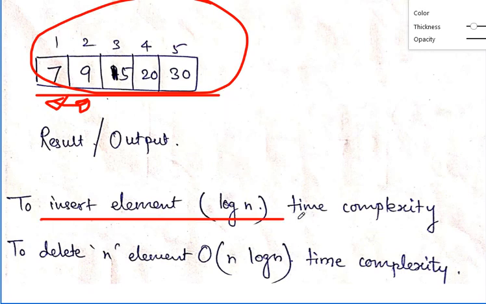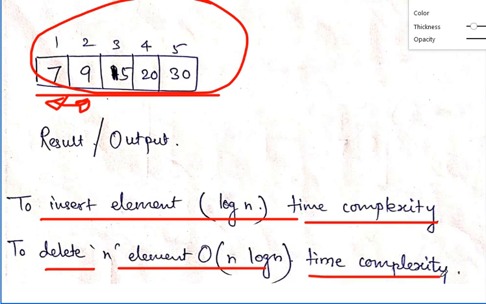To insert the elements, log n is the time complexity which we can observe, and to delete n elements, O of n log n is the time complexity. To have the minimum time complexity, we can go with the concept called heapify. Again there are two aspects, max heapify or min heapify, but max heapify is quite easier to understand. So that is all about heap sort.